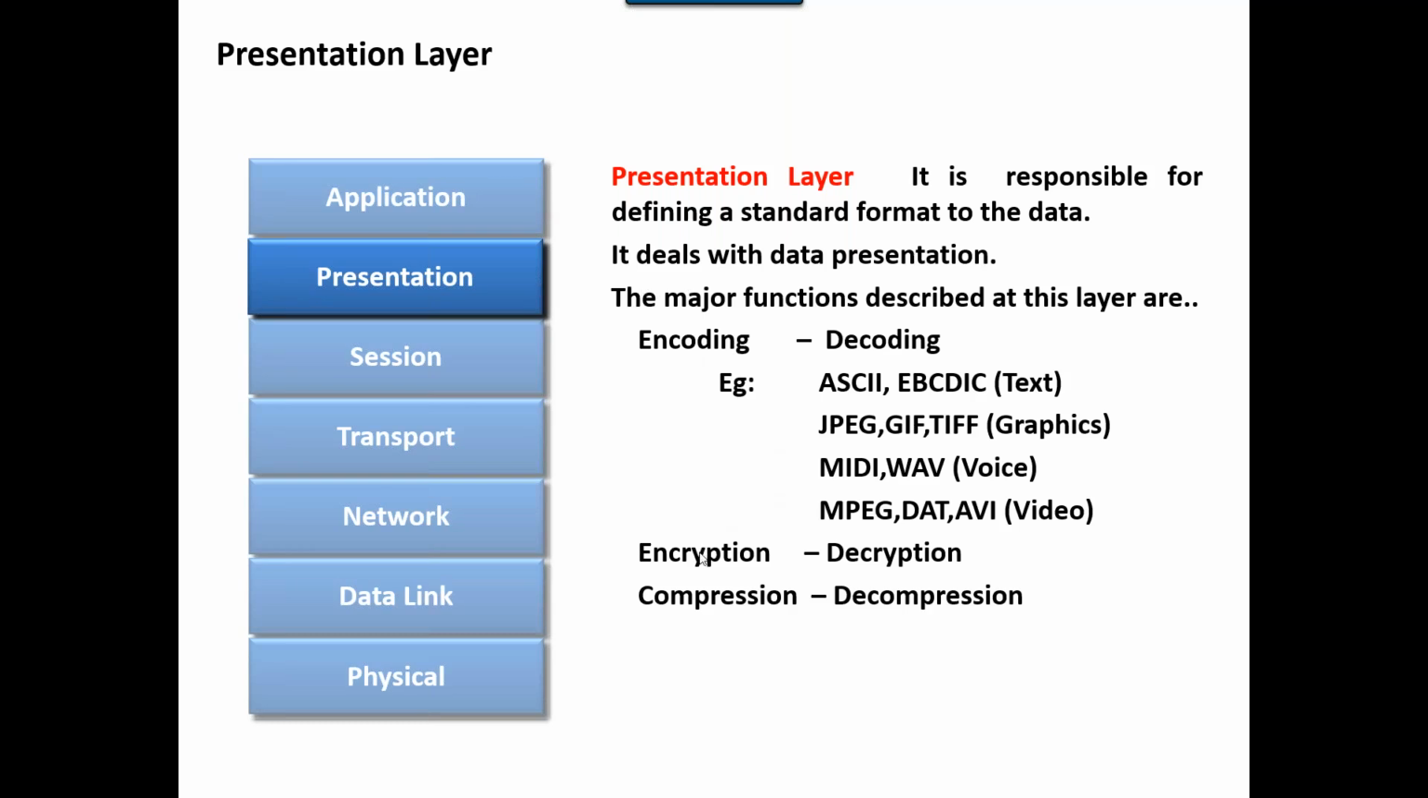After that, it converts the standard format into secure format for security purpose, called encryption. After that, it will reduce the size of the data for fast access purpose, compression. When it reaches the destination PC's presentation layer, first it will expand the size of the data. That is called decompression. After that, it converts the secure format into standard format.